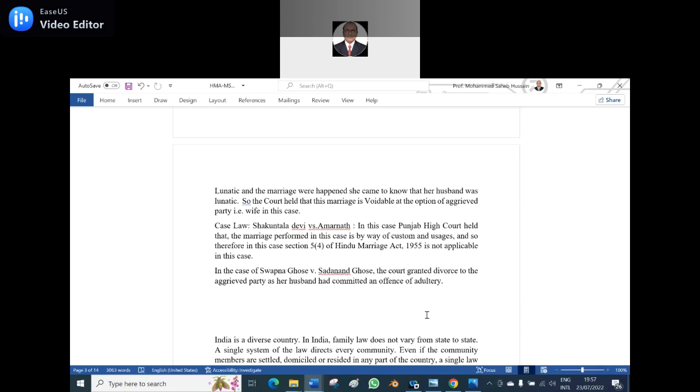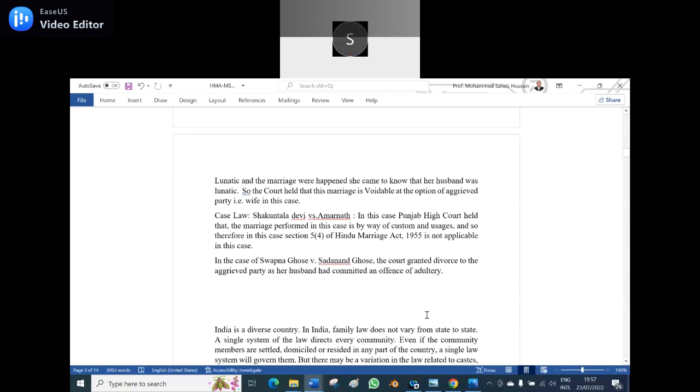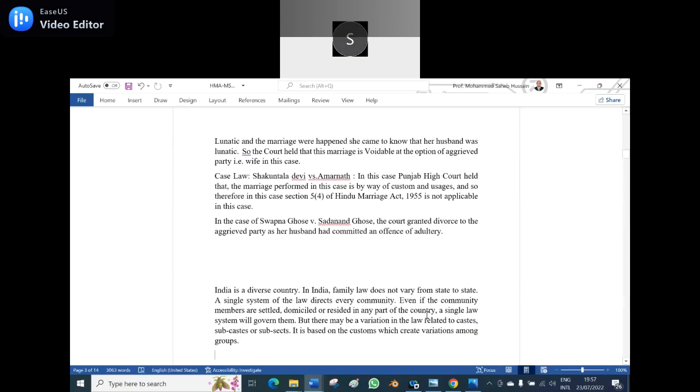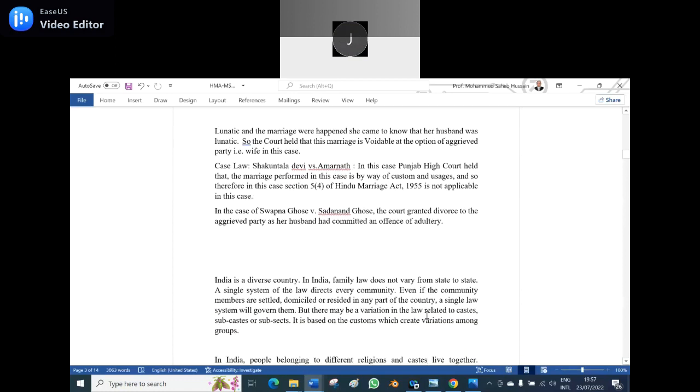Joseph Shine versus Union of India. Not State of Kerala, but Union of India. Joseph Shine is from Kerala. India is a diverse country, and Indian family law does not vary from state to state. A single system of law directs every community. Even if the community members are settled, domiciled, or residing in any part of the country, a single law system will govern them. But there will be variation in the law related to the caste, subcaste, or sub-sect. It is based on custom, which creates the variation among the groups.